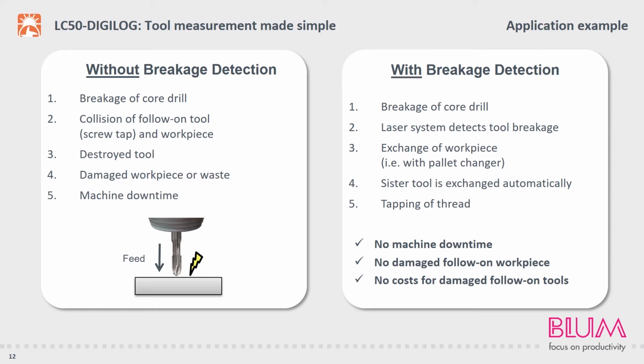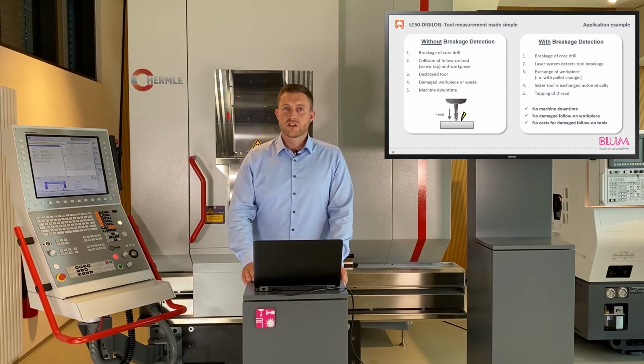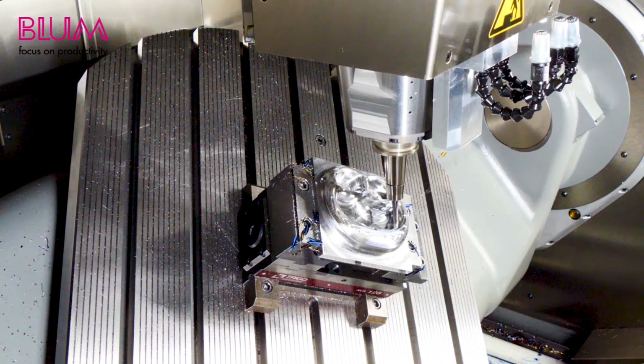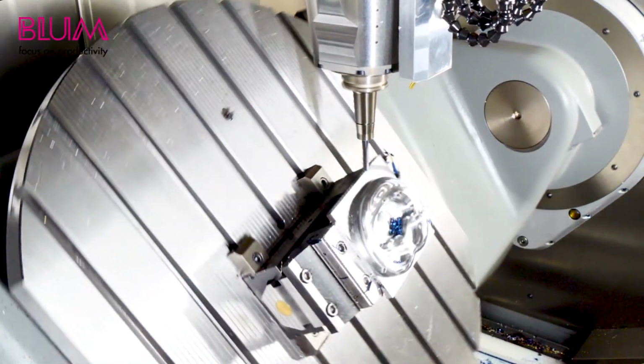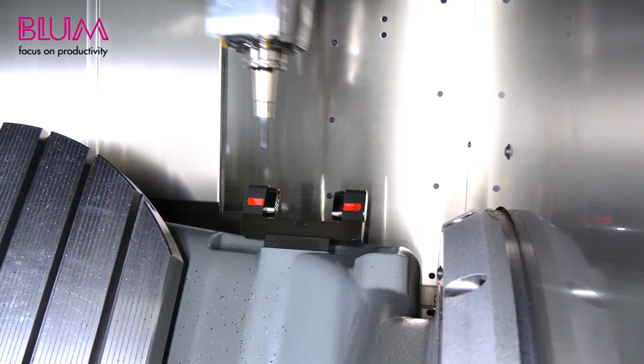risk of failure. If you had performed this step with integrated breakage detection, the laser measuring system would have detected the breakage, the tool or workpiece could have been replaced and the thread would have been drilled. In this case, we would have avoided a machine shutdown, a damaged follow-on workpiece, and saved the costs of destroyed follow-on tools.